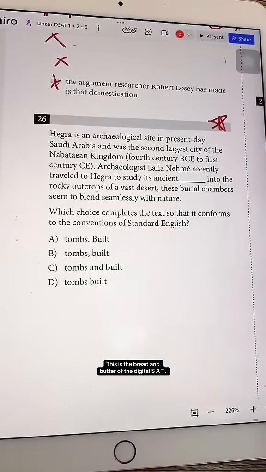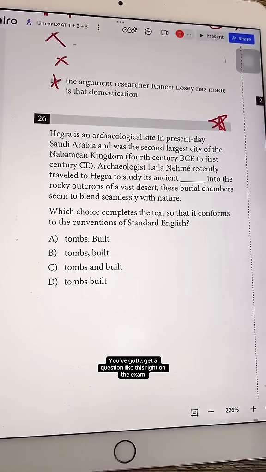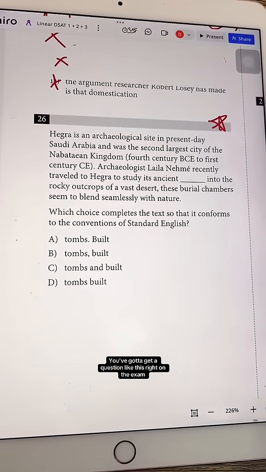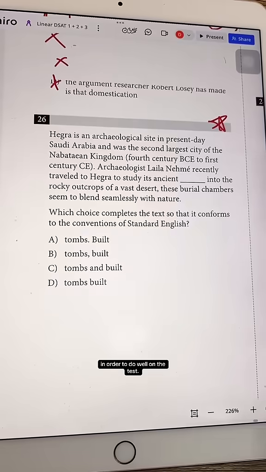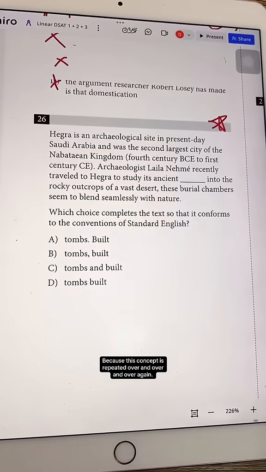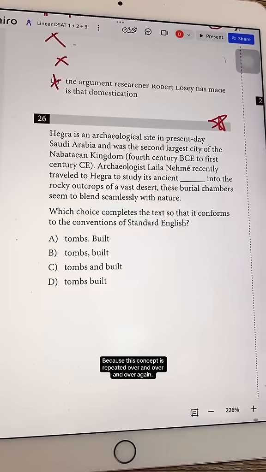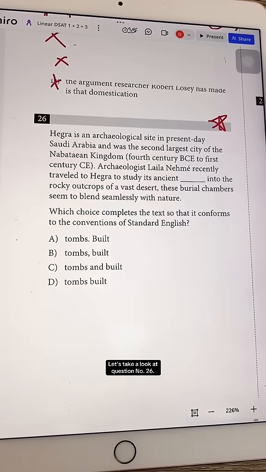This is the bread and butter of the Digital SAT. You've got to get a question like this right on the exam in order to do well on the test, because this concept is repeated over and over and over again. Let's take a look at question number 26.